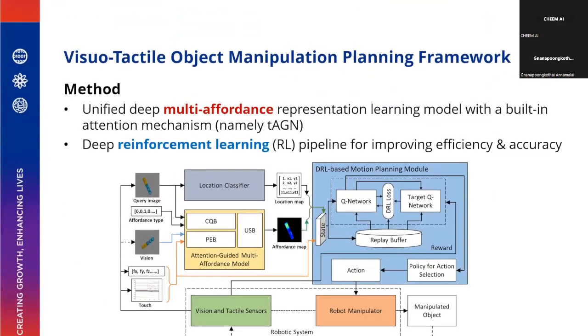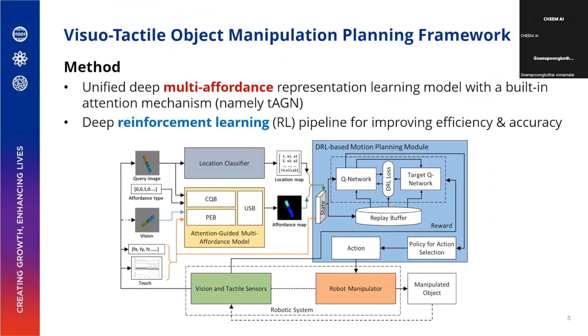Here are some details about our framework. In order to achieve successful manipulation, that means we want to grasp the object stably and also push the object translationally, we have proposed a framework with two parts. One is the multi-affordance representation learning model with a built-in attention mechanism. This is what the affordance model looks like. We have the touch information as input, and we also have the image as input.